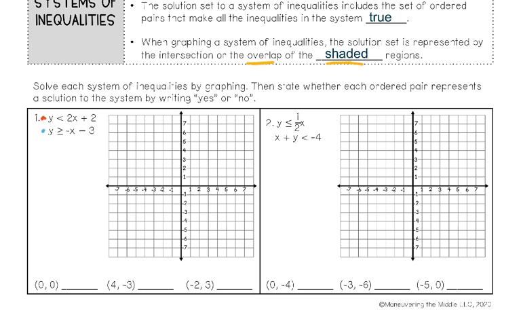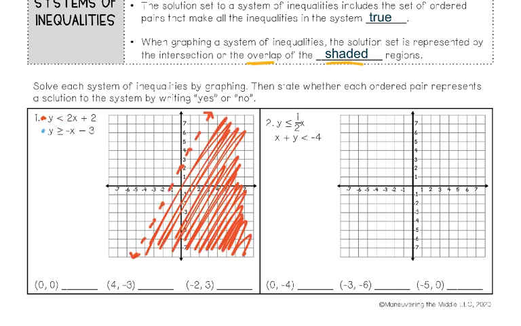Take a second and see if you can graph the red inequality here first, and then press play when you're ready to check. All right, so this is the inequality that is listed first. I did it in red. It should be shaded below the line because it says less than. Then we look at the blue one, and we're going to do this one on the same coordinate plane.